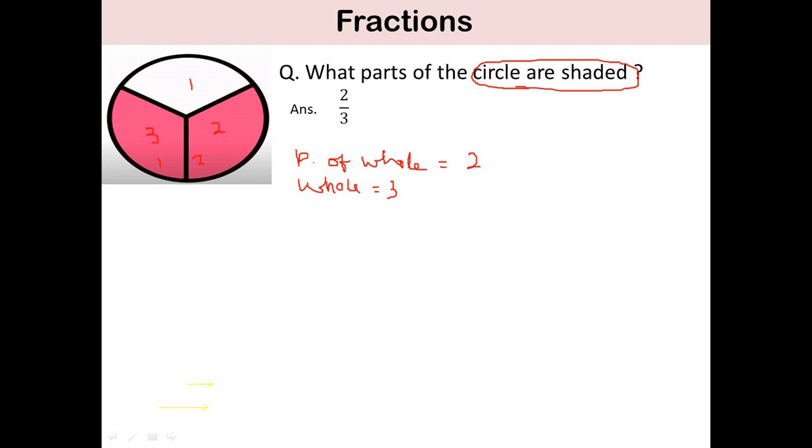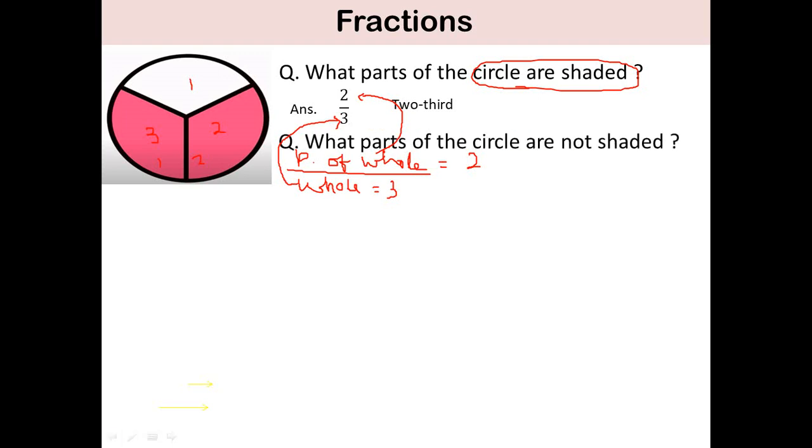Right? So how to write fractions? Part of whole, then a line, then whole. So instead of part of whole, I will write 2 and instead of whole I will write 3. So your answer is 2 by 3. It is also read as 2/3. I told you already that we will read from top to bottom. In the upper part 2 has been written, and in the lower part 3 has been written. So 2/3, right?